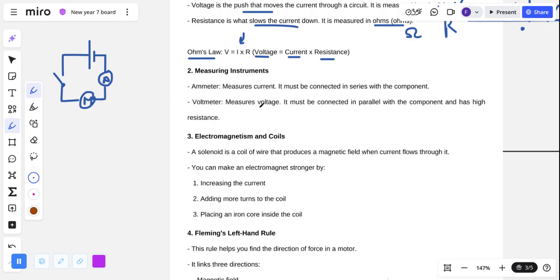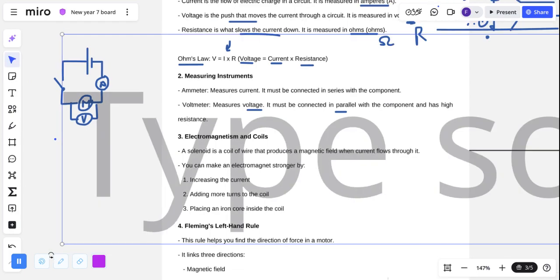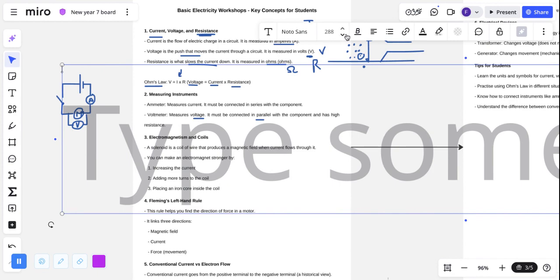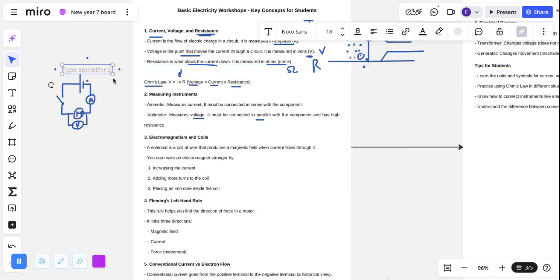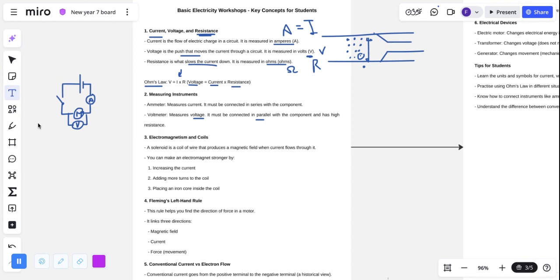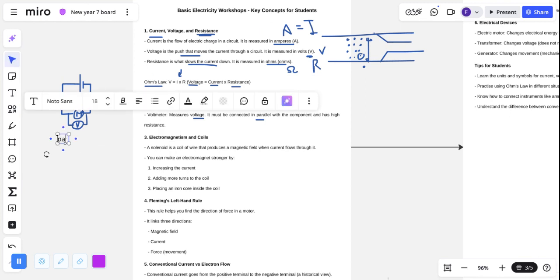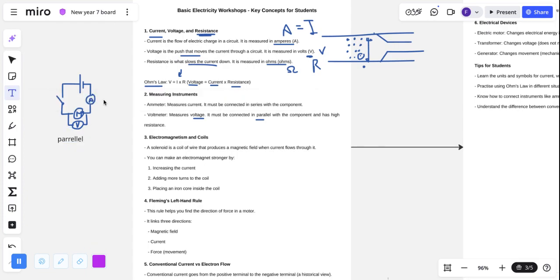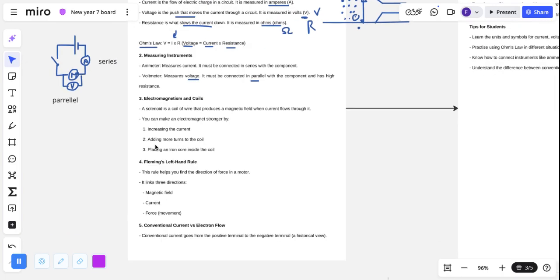A voltmeter measures voltage. It must be connected in parallel, and parallel means like a train track. So if you're going to measure the voltage across the motor, it must be in parallel. I'm just going to put these words down. I'm adding a little bit more information than last time, but I'm also recapping what we did. So this is parallel, and this is in series. Don't worry about it too much because we're going to do it in more detail.